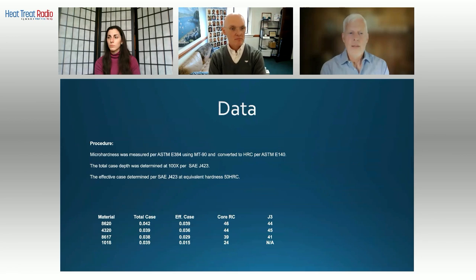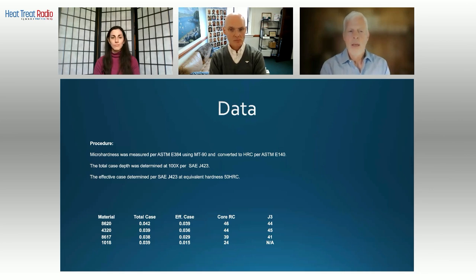If we look at this in tabular form, so how did we gather this data? What you looked at are microhardness traverses per standard using an MT90. The effective case depth was measured to Rockwell C. The total case depth was determined visually on these. And you're going to see that, Michael, you've got 4 different materials there. And that is correct. We also have 4 different hardenabilities.